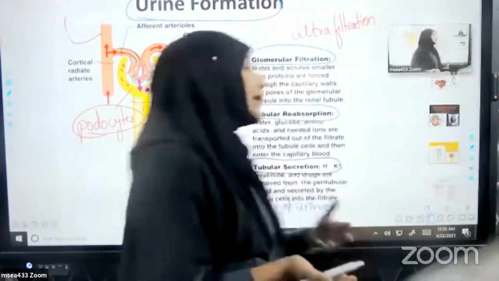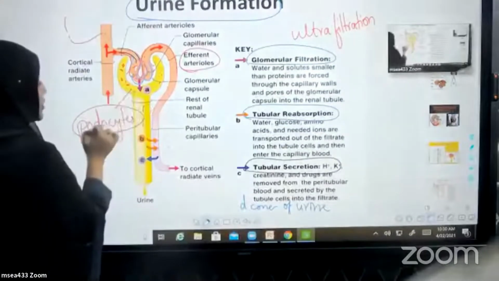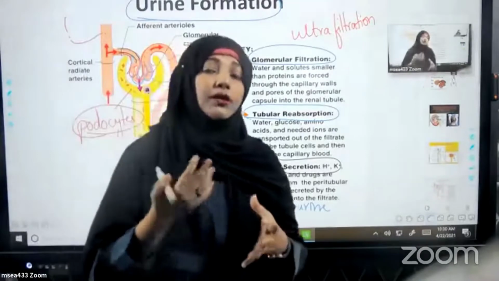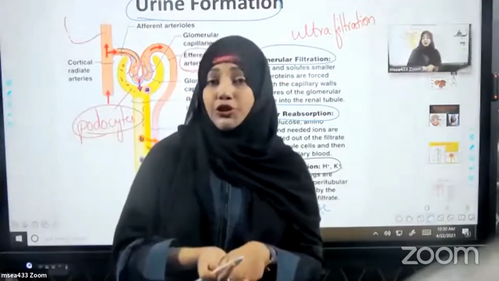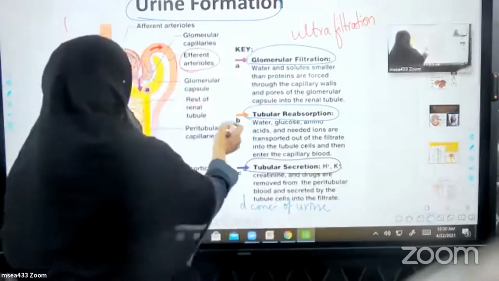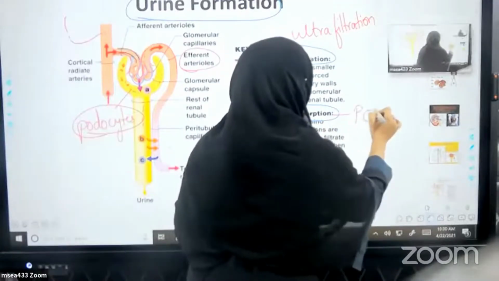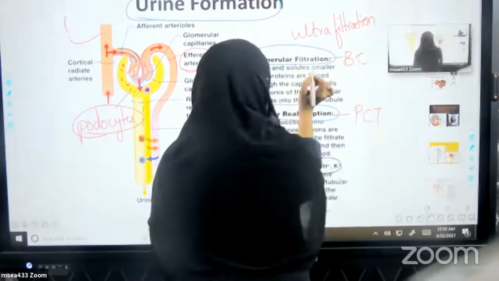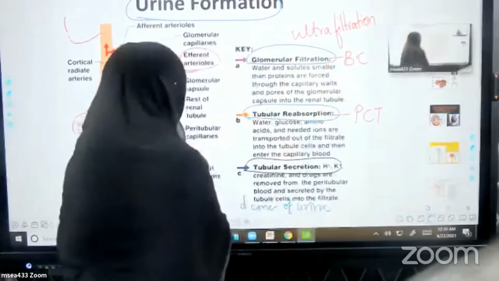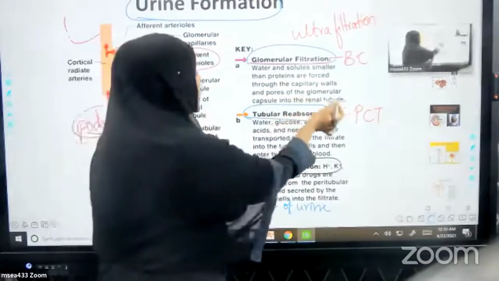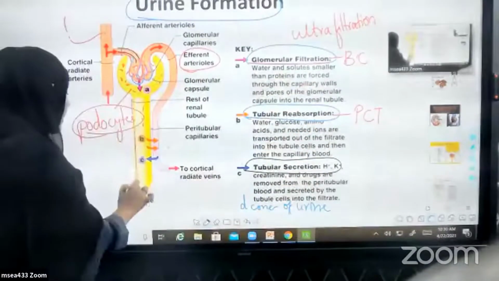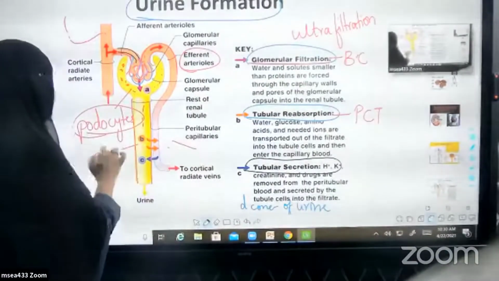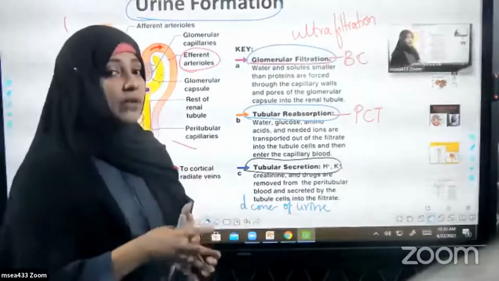So podocytes help in the further filtration, and the filtrate that is collected here almost resembles the composition of blood only. That's the reason this process, which occurs in the Bowman's capsule and the glomerulus, is called glomerular filtration. Then the filtrate moves into the Bowman's capsule. From there it goes into the PCT, the proximal convoluted tubule. Now the filtrate enters the proximal convoluted tubule.